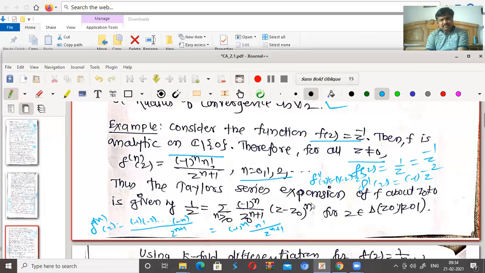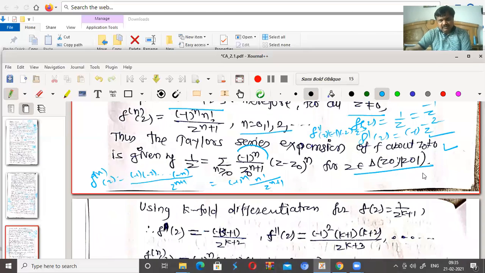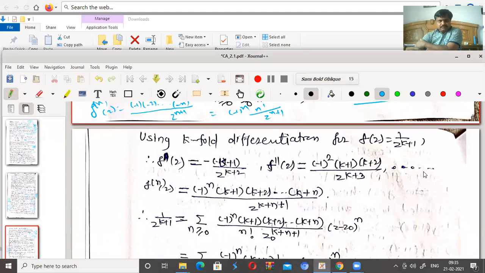Thus the Taylor series expansion of f about z0, which is not 0, is given by the summation over n of f^(n) at z0 upon n factorial. That n factorial cancels, and we get minus 1 raised to n upon z0 to the power n plus 1 into z minus z0 to the power n, where z belongs to a disk having center at z0 and radius mod of z0.